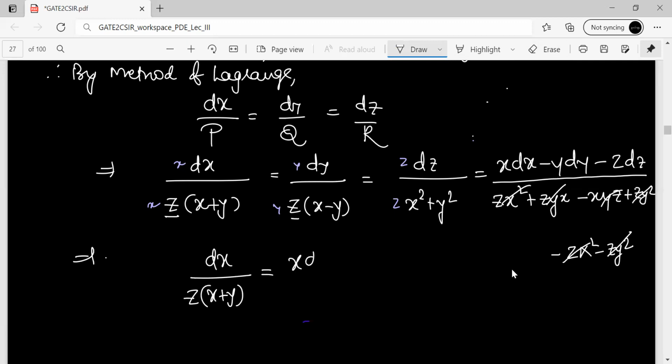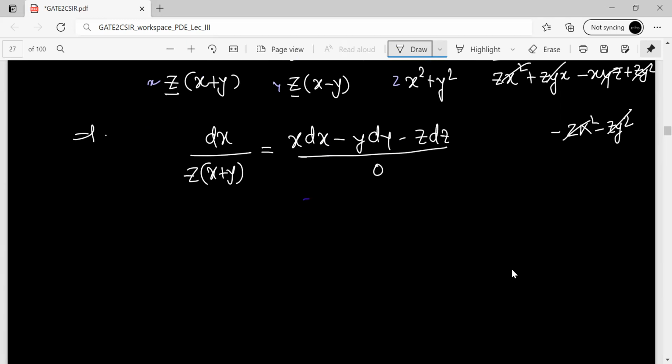So you just have to write down x dx minus y dy minus z dz over 0. Correct. This is what I've got. You can write down here any pair, whatever you like, first, second, or third. Okay, because ultimately it's going to produce 0. Because the ratios have to be the same, so this quantity has to be 0. This implies x dx minus y dy minus z dz will be equal to 0.